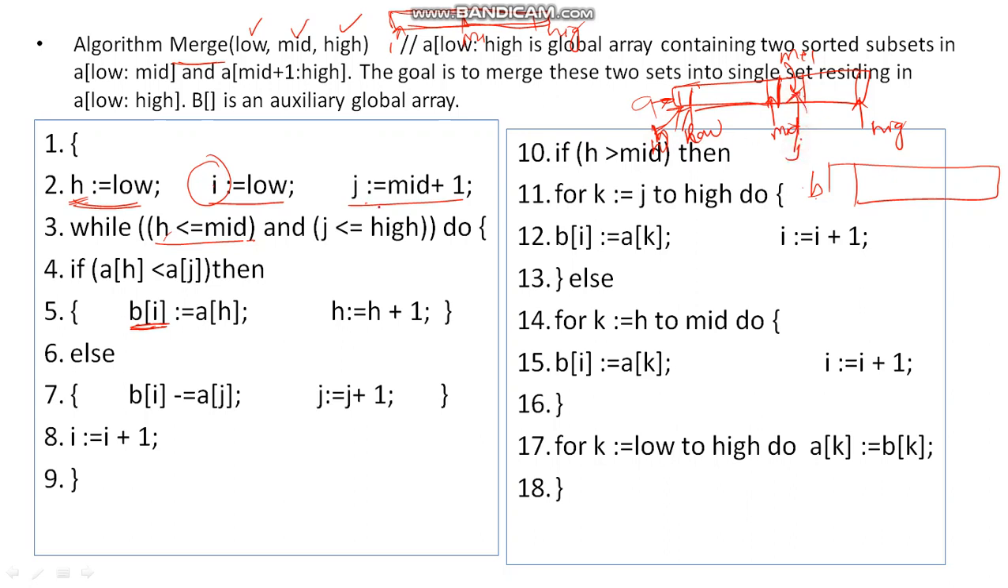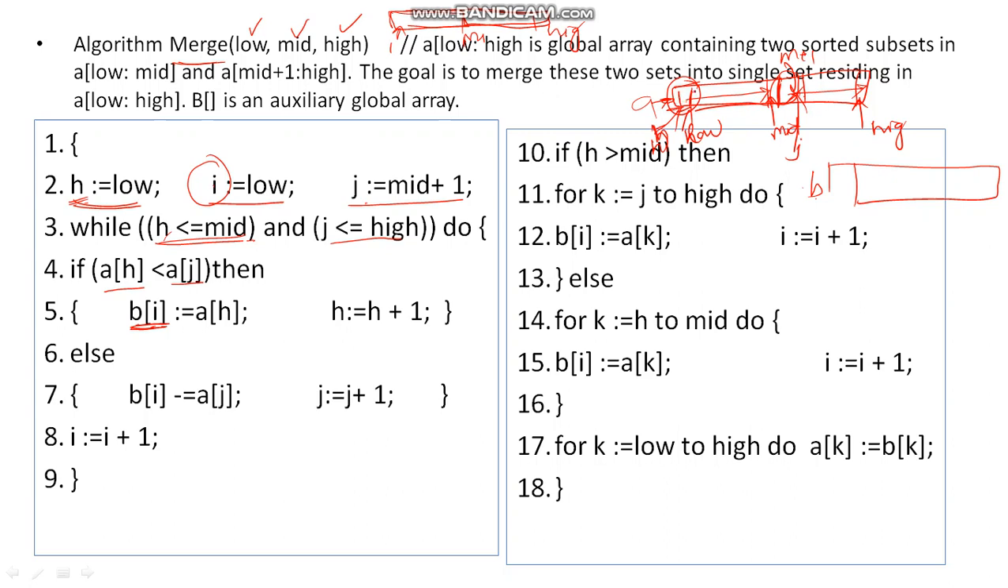Okay, now while H is less than mid, I want to trace this array up to the half, up to the mid, and the second subarray up to the high, from mid plus 1 to high. So while H is less than mid and J is less than or equal to high, what I am comparing is A of H is less than A of J. The first element in the first subarray is less than the first element in the second subarray.